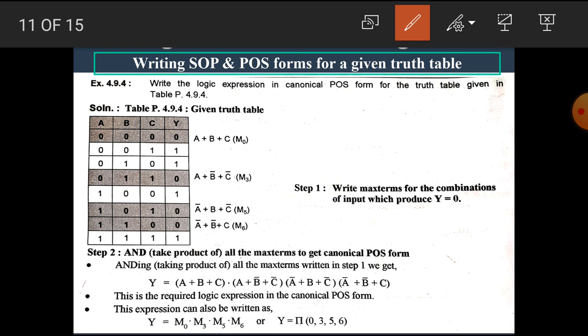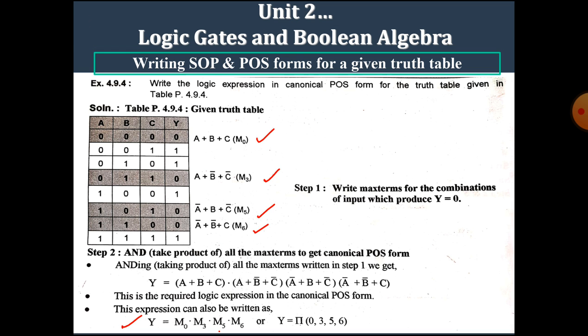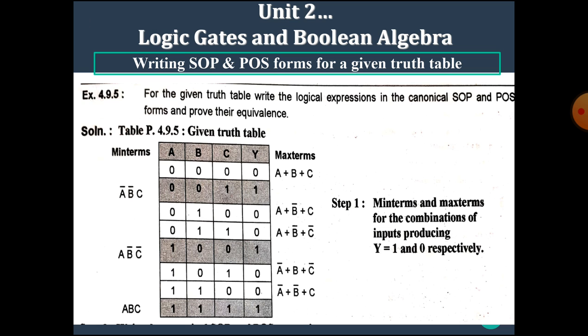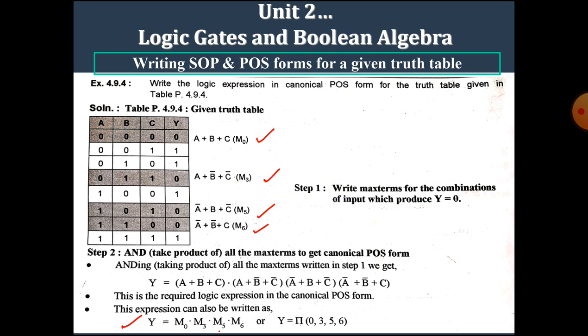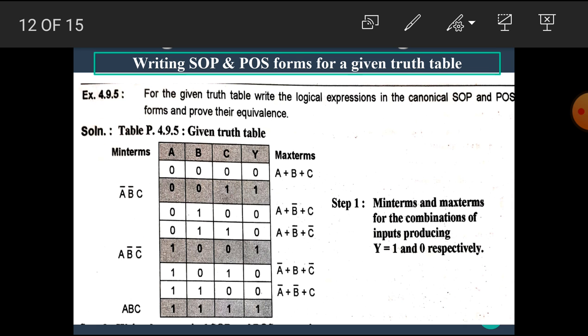Here there are the max terms m0, m3, m5 and m6. Hence we can write it as y is equal to m0 into m3 into m5 into m6, or y is equal to pi of 0, 3, 5, 6. I hope you all understand how to write max terms. Now let's see, for the given truth table, write the logical expression in canonical SOP and POS forms. That means in this table we have to write the logical expression in canonical SOP and canonical POS.